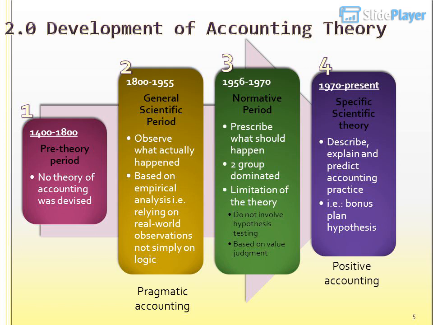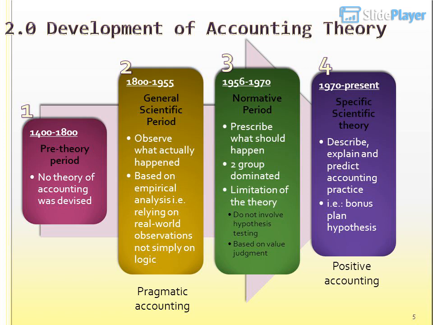2.0 Development of accounting theory. 1400 to 1800, the pre-theory period: no theory of accounting was devised. 1800 to 1955, the general scientific period: observe what actually happened, based on empirical analysis, relying on real-world observations, not simply on logic.